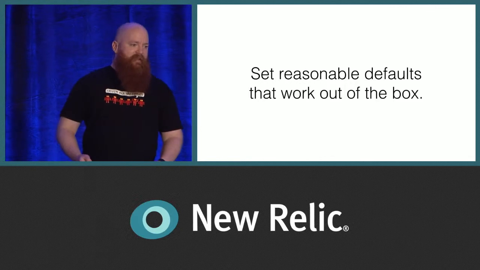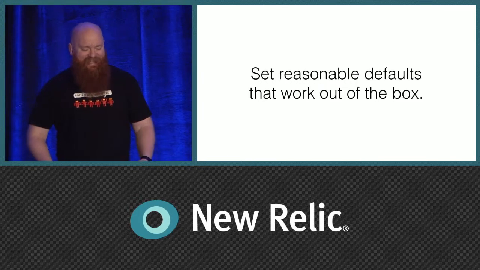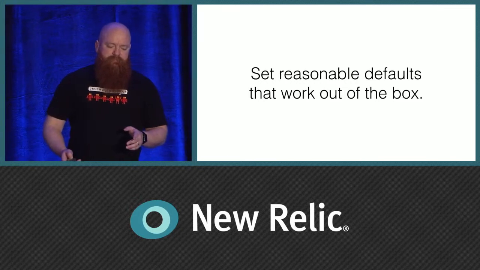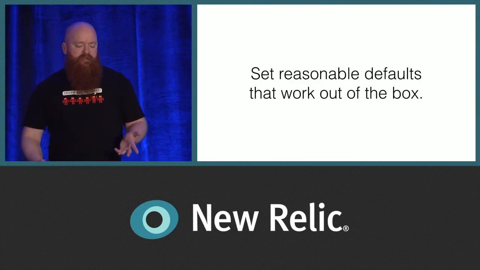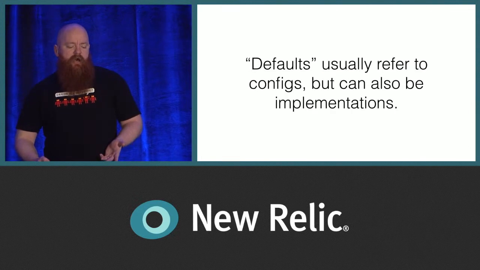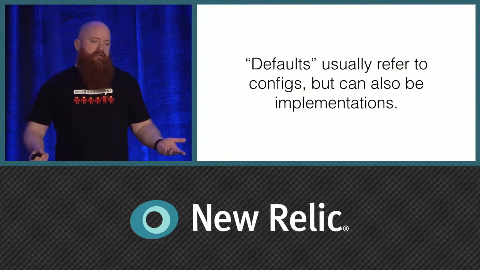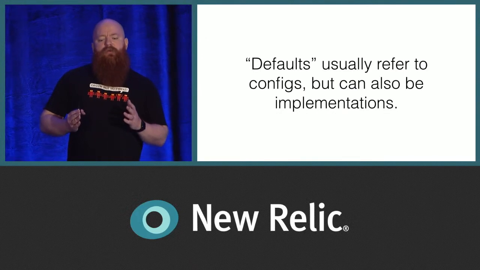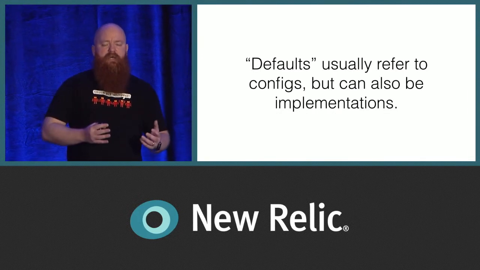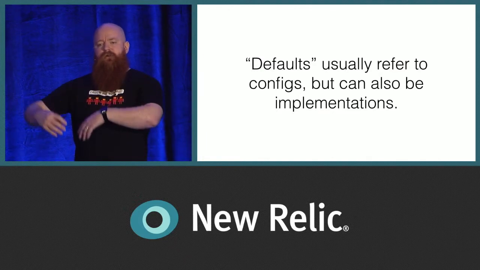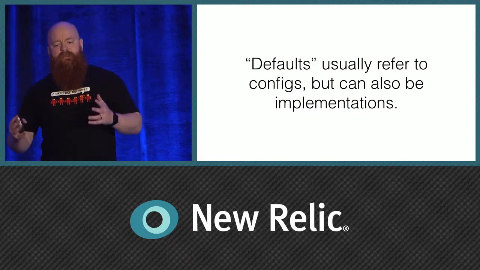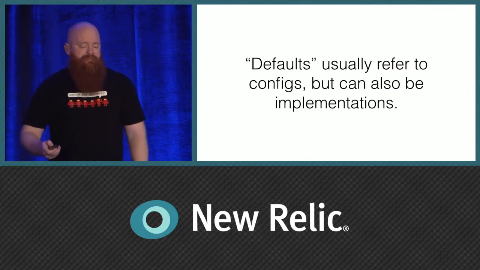API keys, exactly. And when I say defaults, usually that does mean configs, but it can be implementations, like in the login service client. We have a default way to get the current user back, but you can also override it with your own implementation of getting a user, because a lot of apps have their own user models.